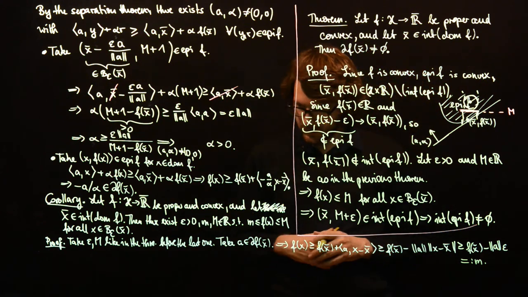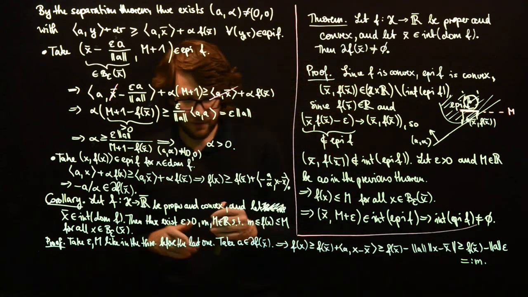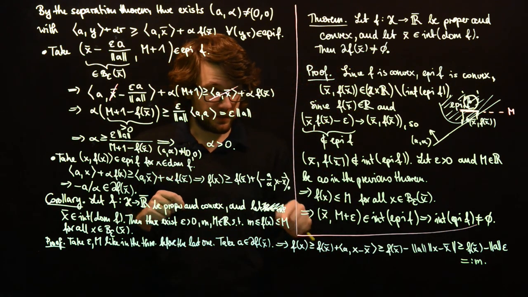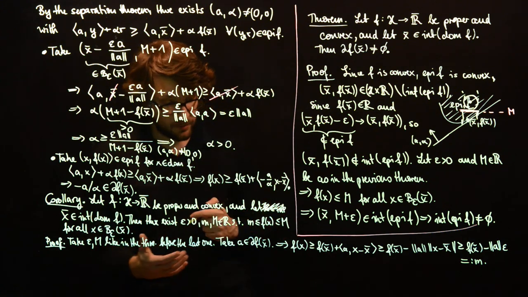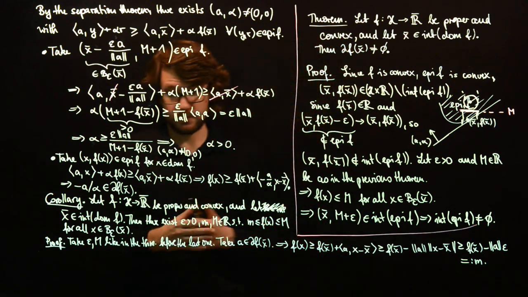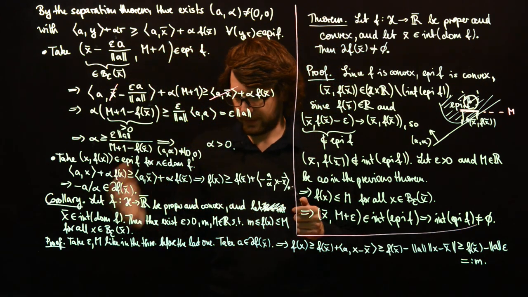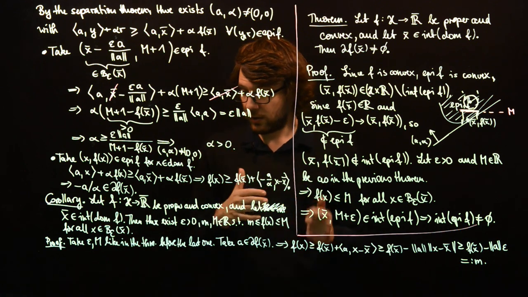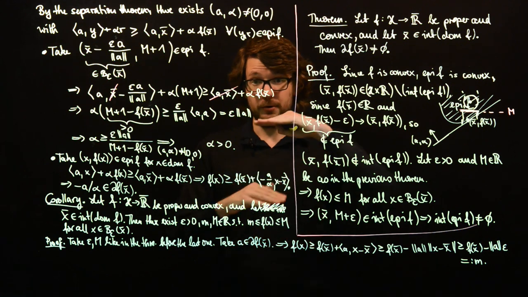Okay, so we have now shown that we not only have an upper bound, capital M, we also have a lower bound, the small m, and this is given by the subgradient we just constructed. And this shows that f is locally bounded around x bar in both directions.